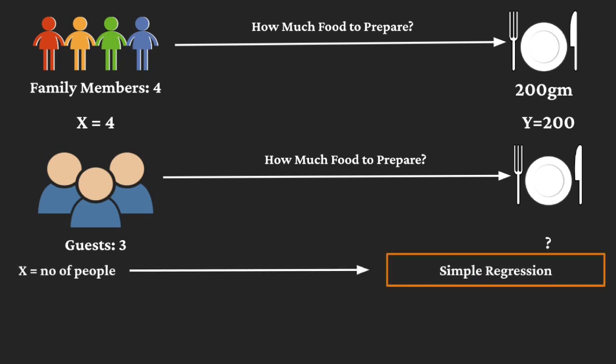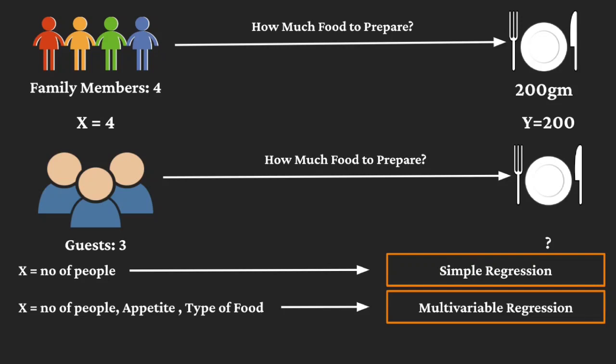Okay, if your mom takes only the number of people into account to predict how much food she will need to prepare, then we call it a simple regression, right? i.e. 1x and 1y, we call it a simple regression. If your mom takes multiple things into account, for example, number of people, their appetite, type of food they will need, and also the time of year, I mean summer or winter, she is taking multiple x into account to predict 1y, which is how much food she will need to prepare, then we call it multivariable regression.